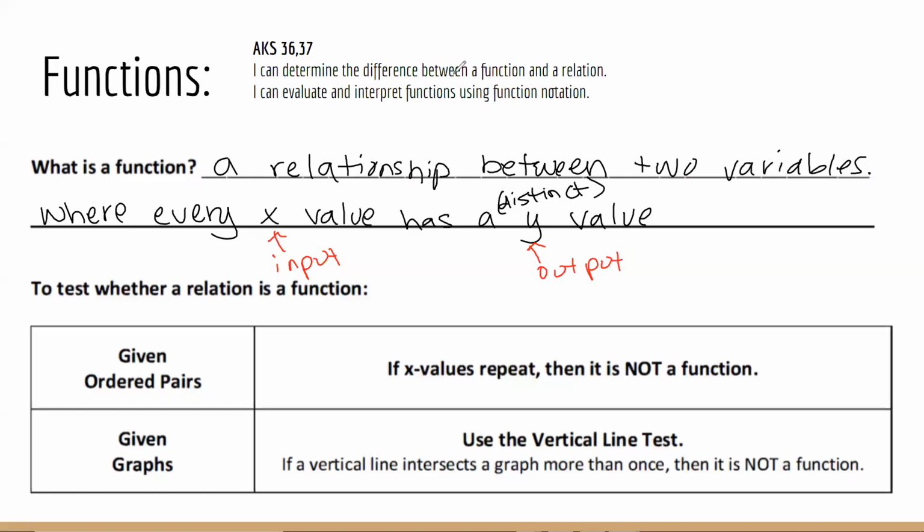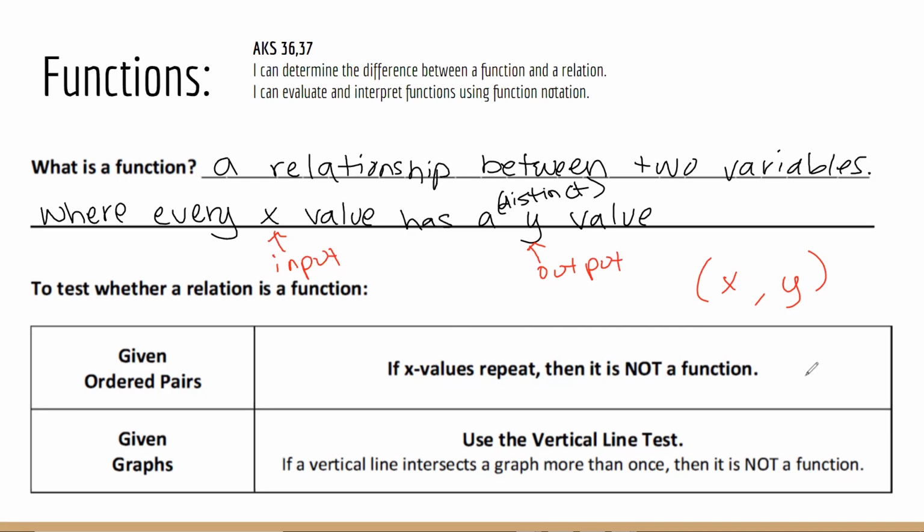All right, so if we want to test whether or not it is a function, we can look at the ordered pairs. We know what ordered pairs are. That's where we have those parentheses and we have an x and y value. That's an ordered pair, right? Okay. If x values repeat, then it's not a function.